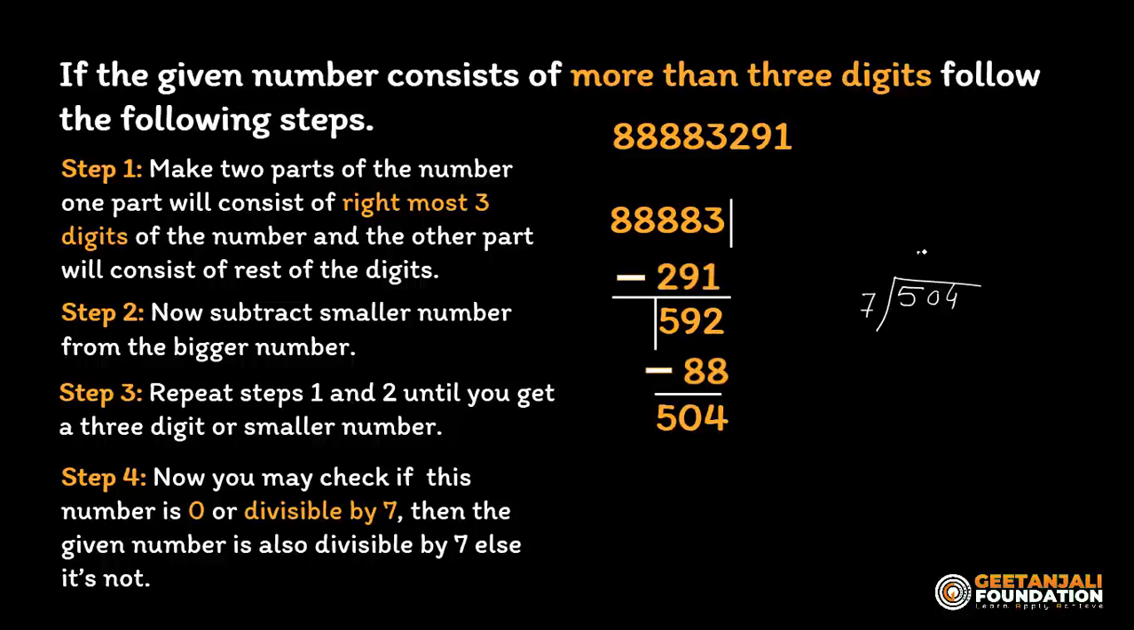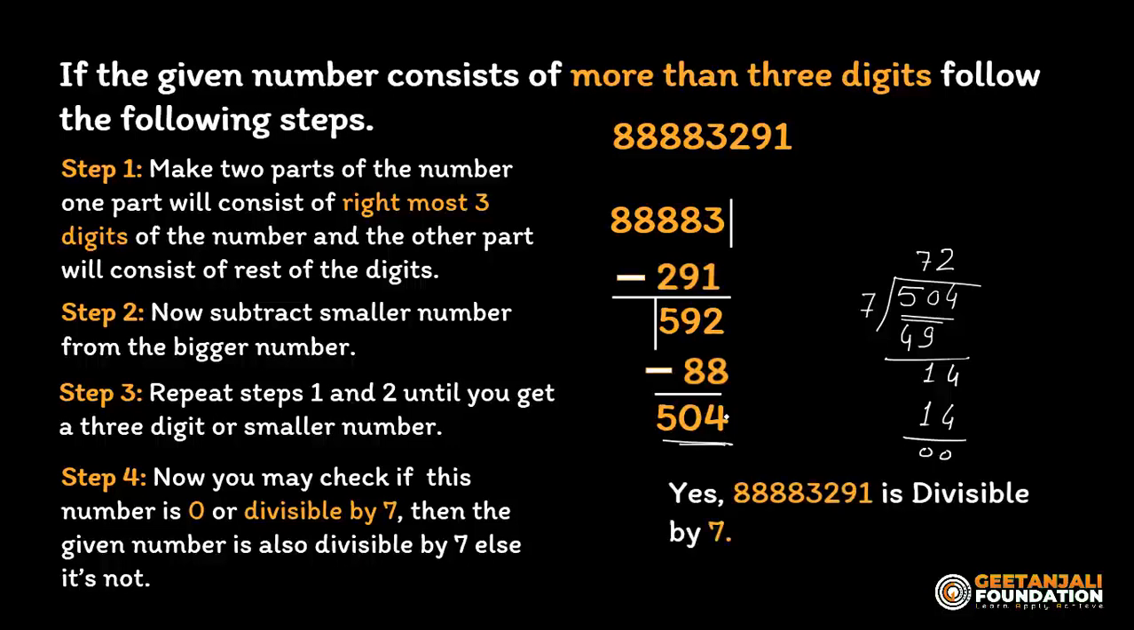So 7 sevens are 49, 1 and 4, 7 twos are 14. So no remainder. So number 504 is divisible by 7. Therefore, the given number 88883291 is also divisible by 7. So this is the method for divisibility by 7.